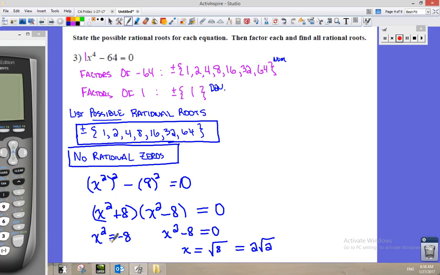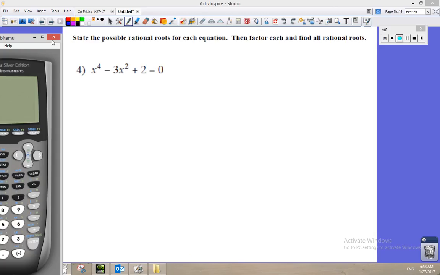And we even looked and found, we know that of these four, this fourth degree, 2 of them are going to be complex numbers and the other 2 are irrational numbers. Alright, so I hope that helps.